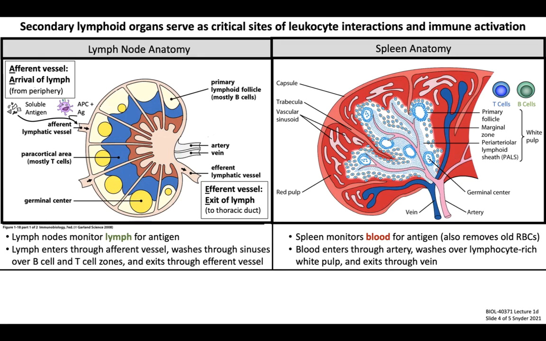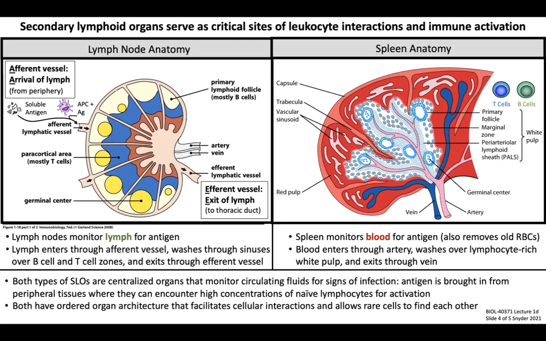Spleens are divided into regions of red pulp and white pulp. As noted, white pulp contains high densities of lymphocytes, while red pulp contains blood and high concentrations of other innate immune cells such as monocytes, granulocytes, and red pulp macrophages. Once blood circulates throughout the spleen, it exits through a vein to re-enter vascular circulation.